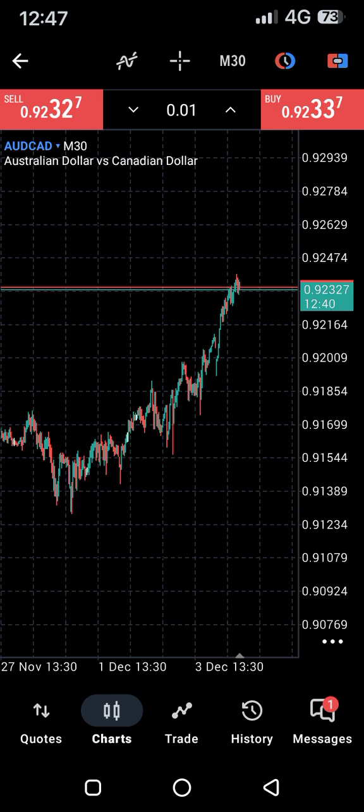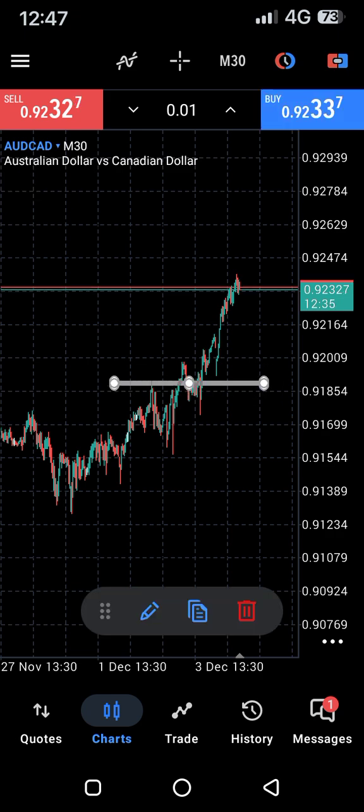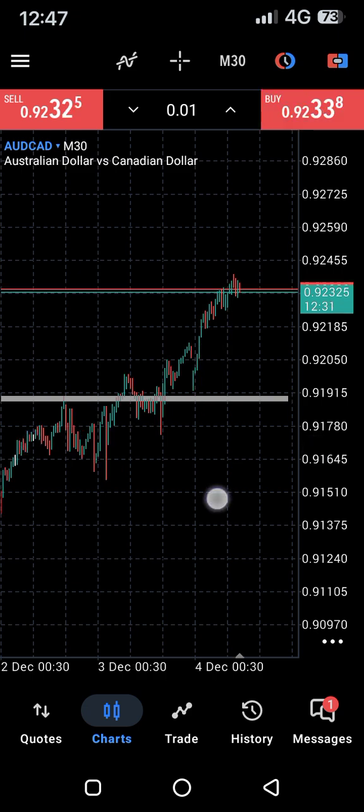So this is going to be just another video on the ICC method. Indication, continuation, indication, correction, and then continuation. We see that above that level, price was showing you that it wanted to buy. Anything above that level would have been a buy.